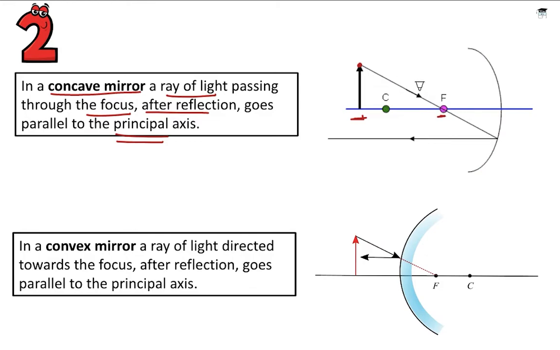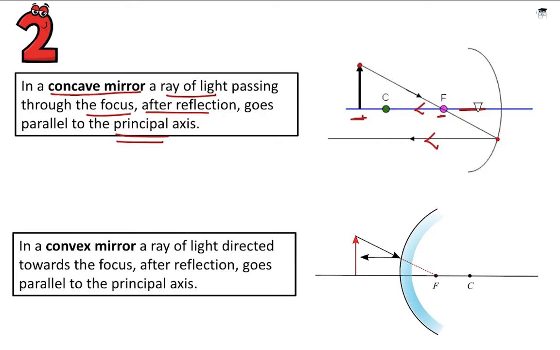So this is the focus and the ray of light is passing through the focus, and at this point it is reflecting from the concave mirror. So after reflection it will move parallel to the principal axis. This is the principal axis and this ray will move parallel to the principal axis.